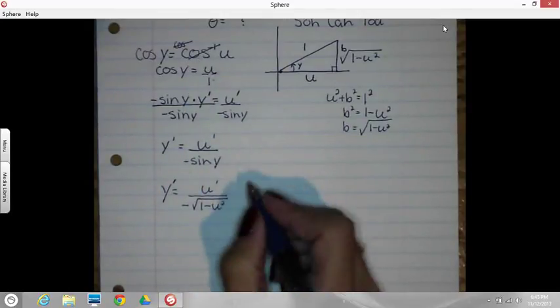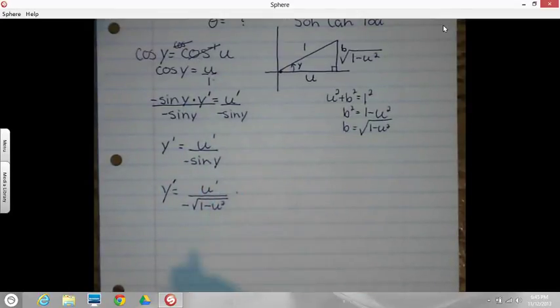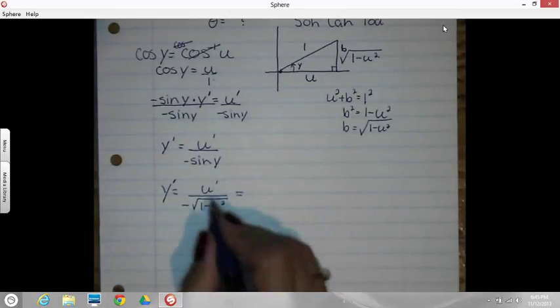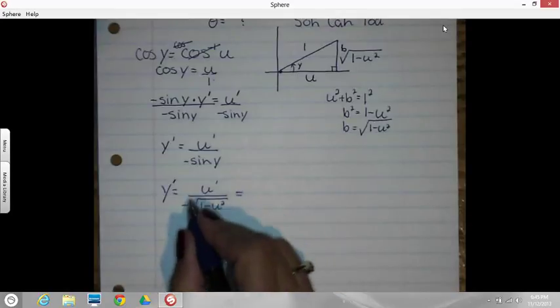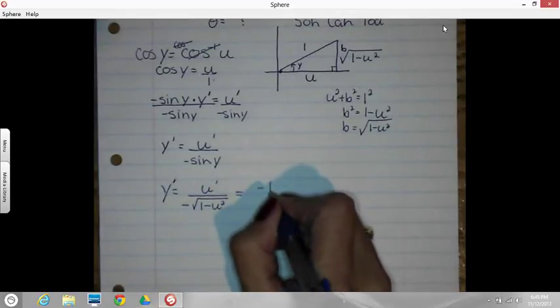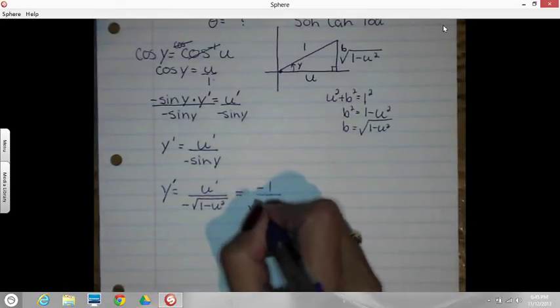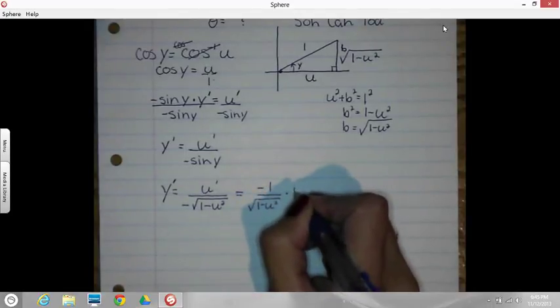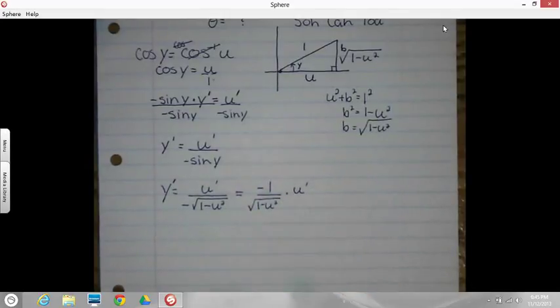And typically, well, I'm going to leave it just like that actually. Oh, I wrote it differently on my sheet. I pulled the u prime off to the side and put the negative up in the top, so it was negative 1 over the square root of 1 minus u squared times u prime. But that u prime will end up in the top. So add that to your blue sheet. I've already got it on mine.